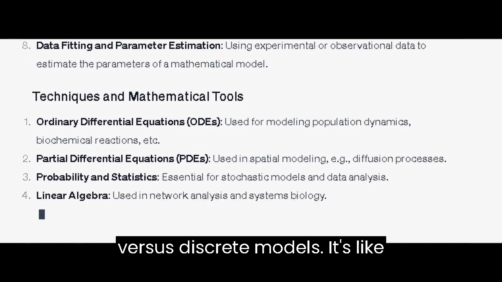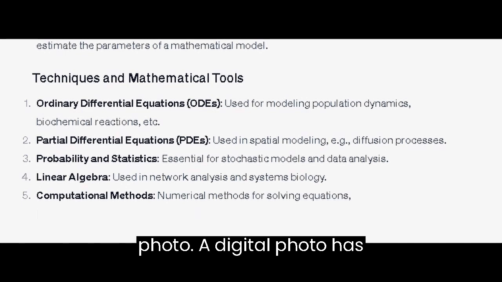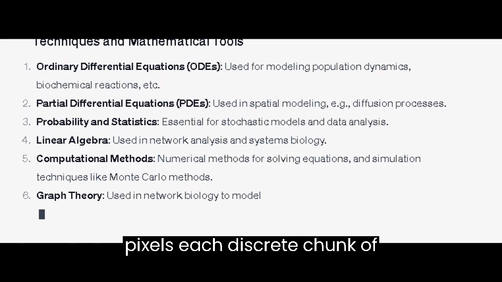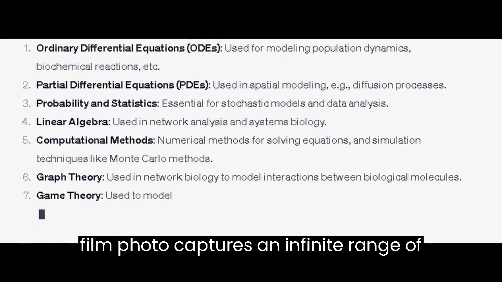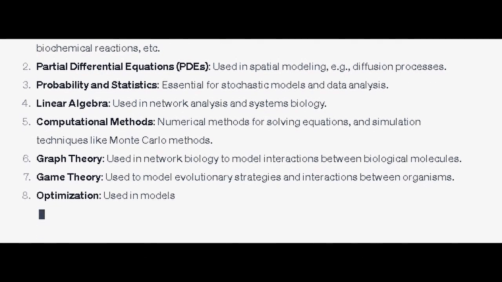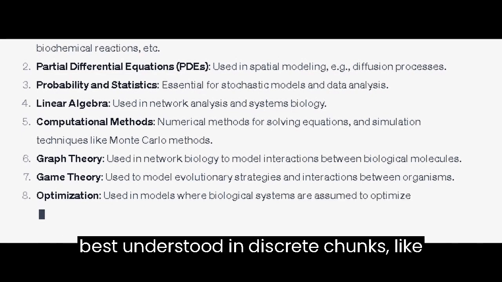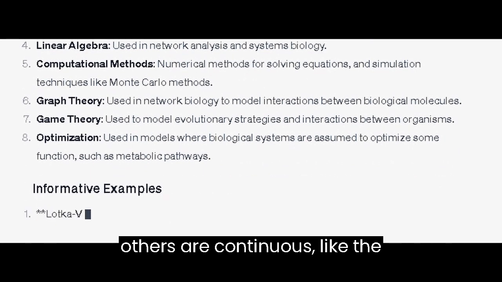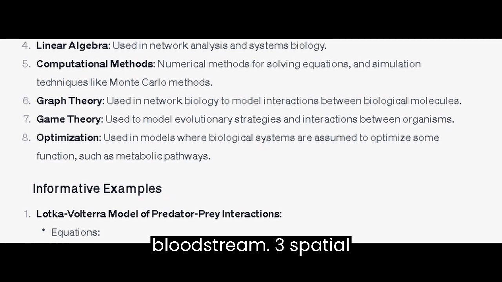2. Continuous versus discrete models. It's like comparing a digital photo to a film photo. A digital photo has pixels, each a discrete chunk of information. In contrast, a film photo captures an infinite range of light and color, continuously. Similarly, some biological phenomena are best understood in discrete chunks, like the number of wolves in a pack, while others are continuous, like the concentration of a hormone in the bloodstream.